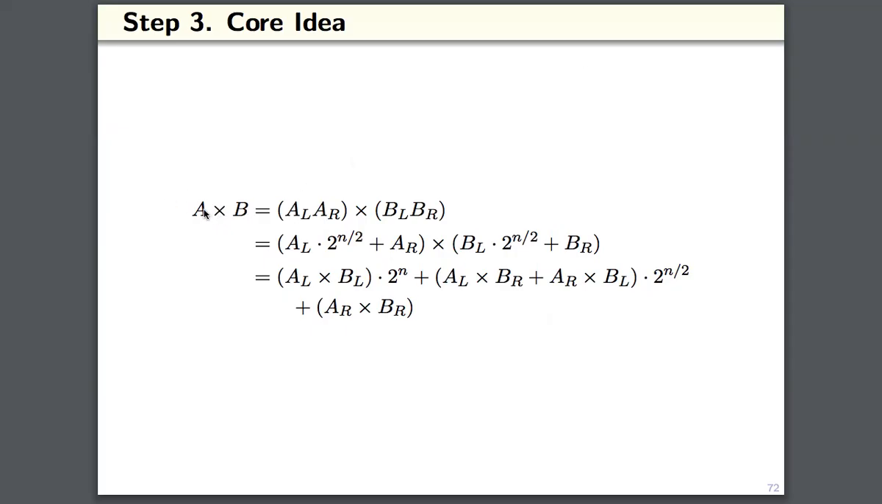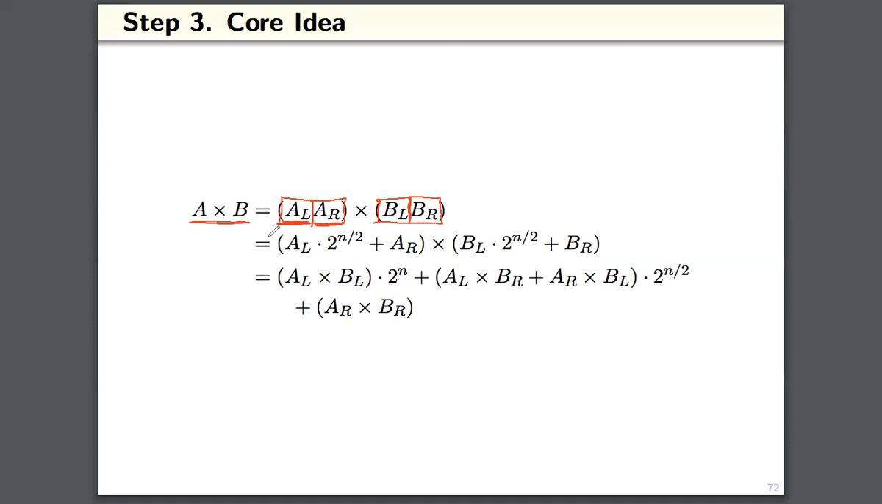Now let's think about it. A times B, A multiplication B, A product B. So what we do is, we know A is of size n, and n is a power of 2. And B is of size n, and n is a power of 2. So what you do is split this binary number into two parts: the left half AL, the right half AR. Similarly, the binary number B into two parts: left half BL, right half BR.